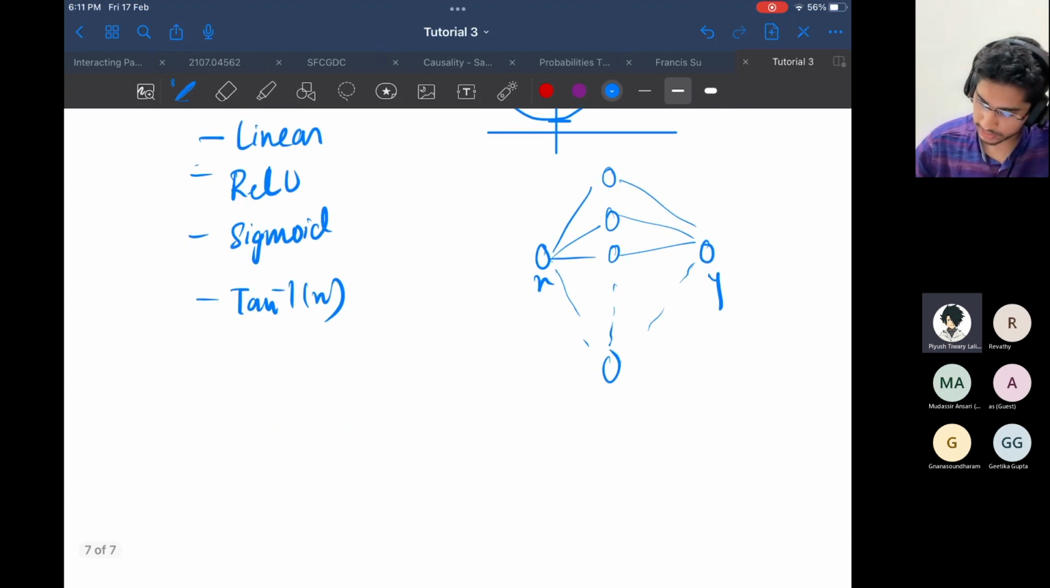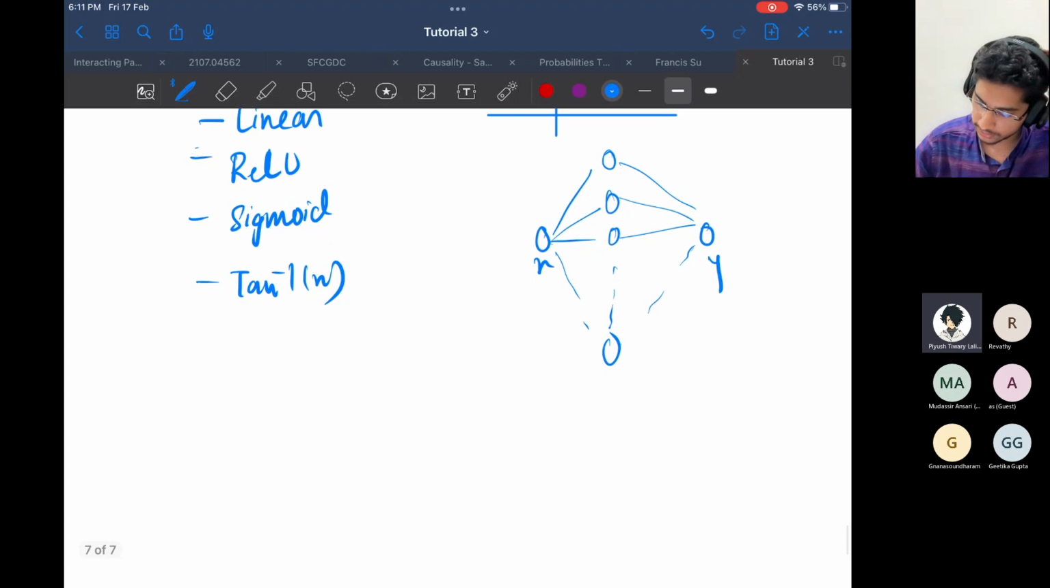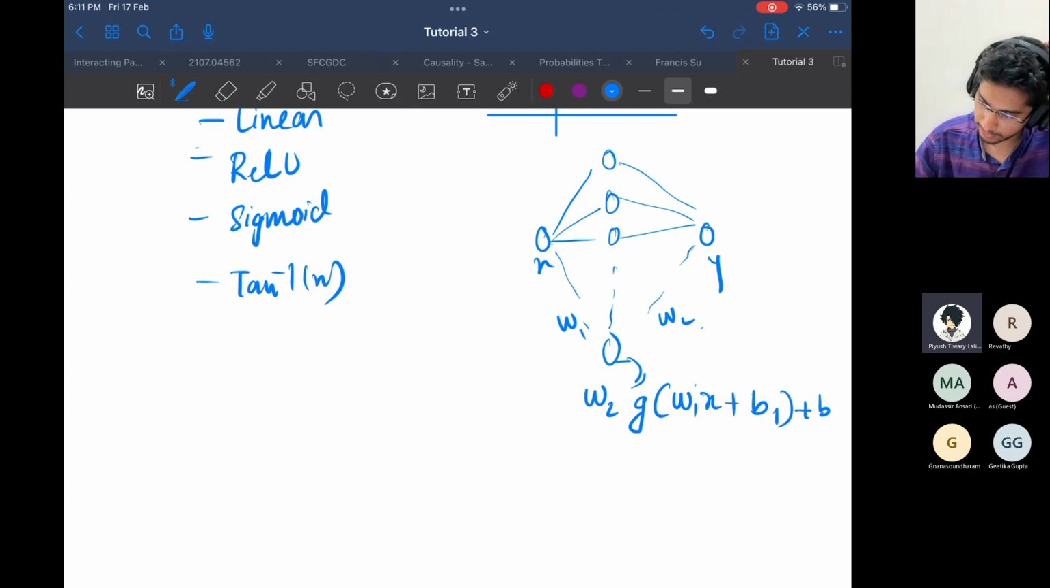So let us think of the one hidden layer case. Let's say the weight matrices are W1 and W2. I hope you remember the output of this layer will be some activation function G of W1x plus some bias term B1. You will multiply this by W2, add some bias term B2, and again pass it to some G.